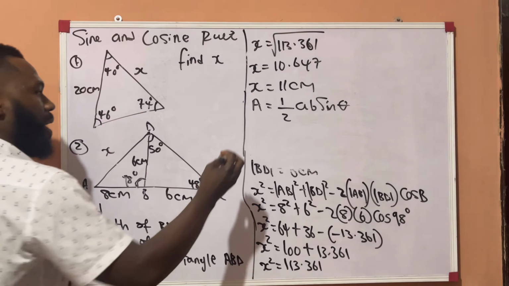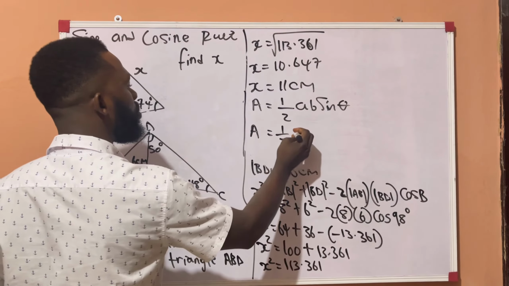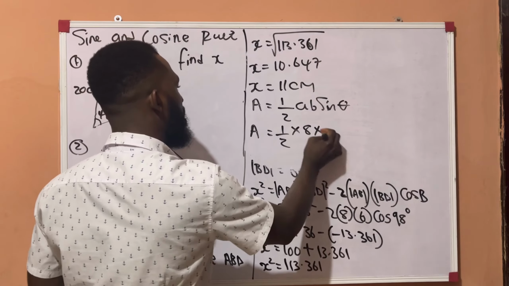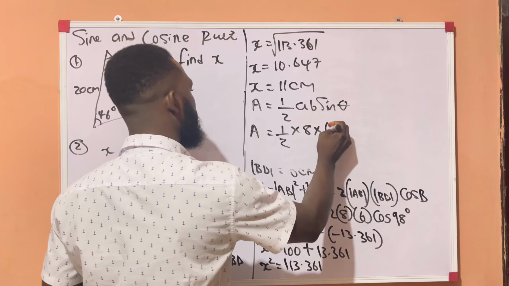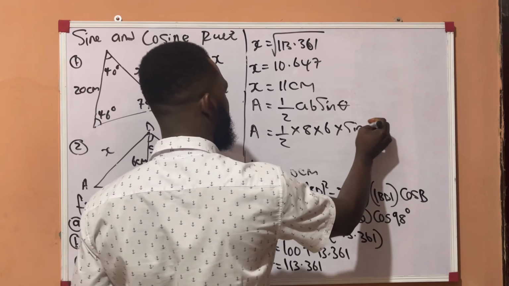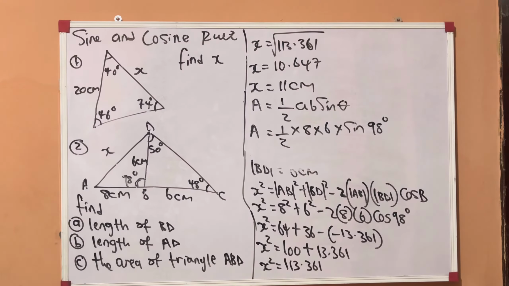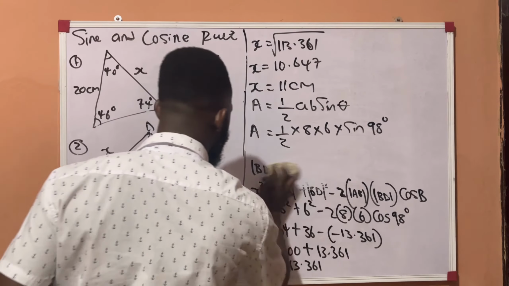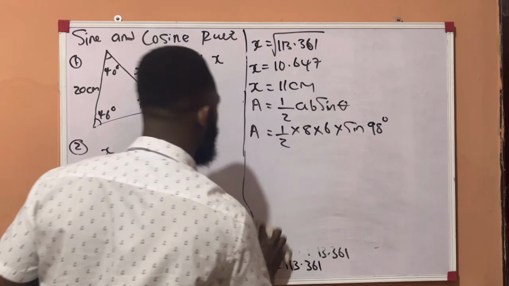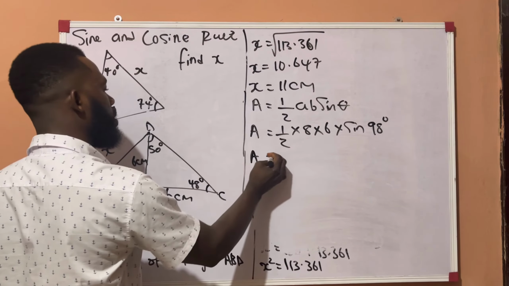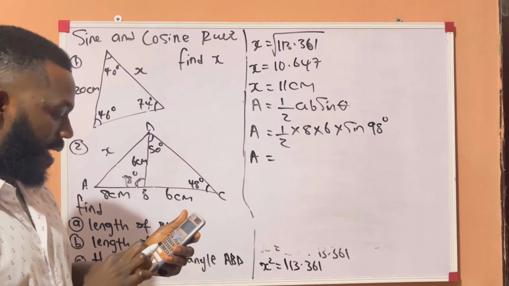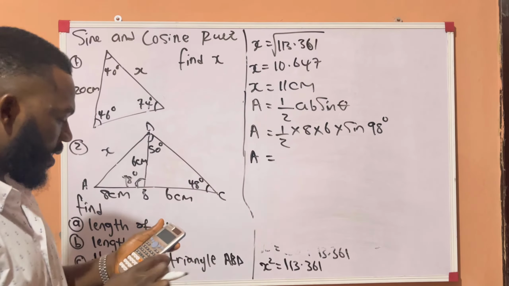So if we apply that formula, area becomes 1 over 2 multiplied by a. Now it can be any one. Let's say a is 8 multiplied by b is 6 multiplied by sine theta, where theta now is the angle here, which is 98 degrees. It's as simple as that. So if we proceed in this order, let's multiply the numerators first. It becomes 8 multiplied by 6 multiplied by sine 98.